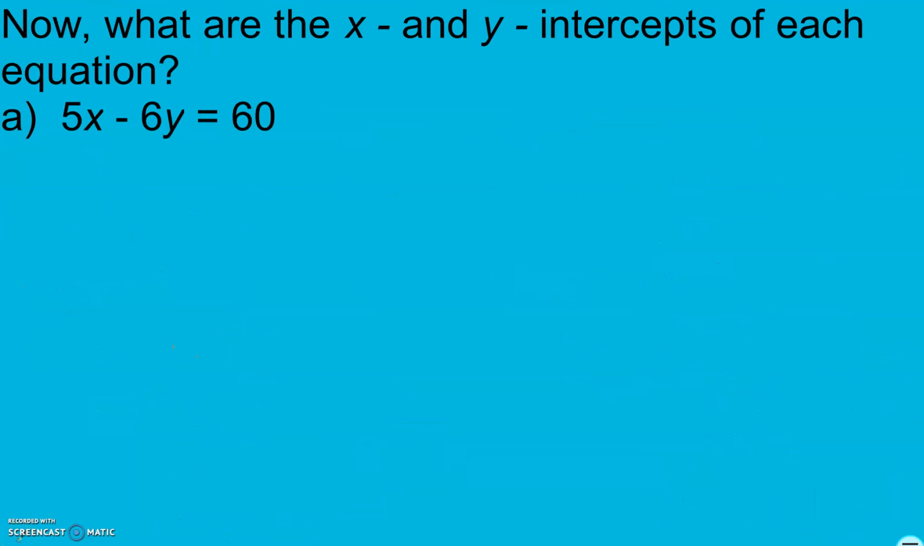Now feel free to pause here. What are the x and y intercepts of each equation? So here I want to know what is my x-intercept and what is my y-intercept. To find an x-intercept, it's where it crosses my x-axis, which means my y value is 0. And to find a y-intercept, that's where it crosses my y-axis, where my x value is 0. An x-intercept is where it crosses the x-axis, which means I'm not up or down at all. My y value is 0. My y-intercept is where it crosses my y-axis, and there I haven't gone left to right at all, so my x value is 0.